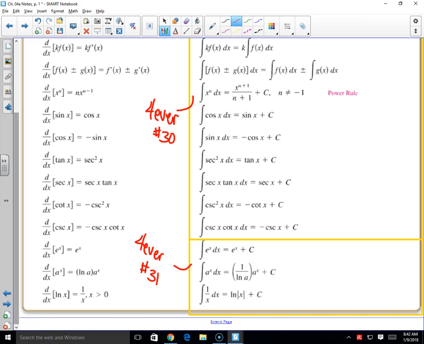And then last but not least, this one looks a little confusing. Let me show you why. You might want to do a quick little other way of looking at it. Couldn't you rewrite 1 over x as x to the negative 1? Yes. Well, then, why couldn't you just use power rule? Because it's not equal to negative 1. It says negative 1 doesn't work, but why?